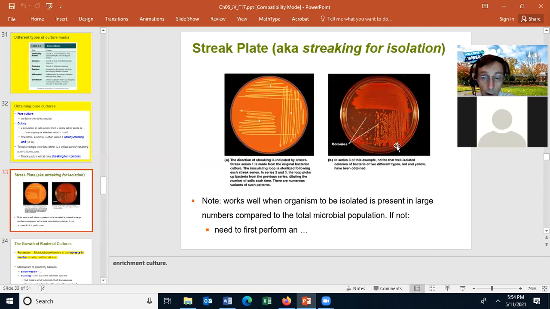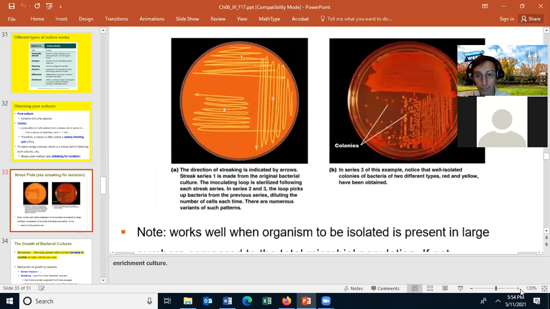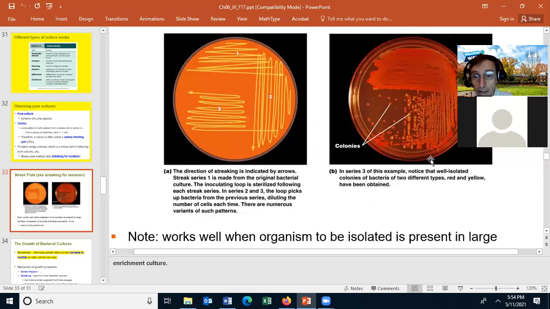streak out quadrant 3 by passing it through, let me blow that up, by passing it through quadrant 2, 2 or 3 times. It looks like they did 1, 2, and then 3. And then streak it out. And as you can see in quadrant 3, we have isolated colonies forming.